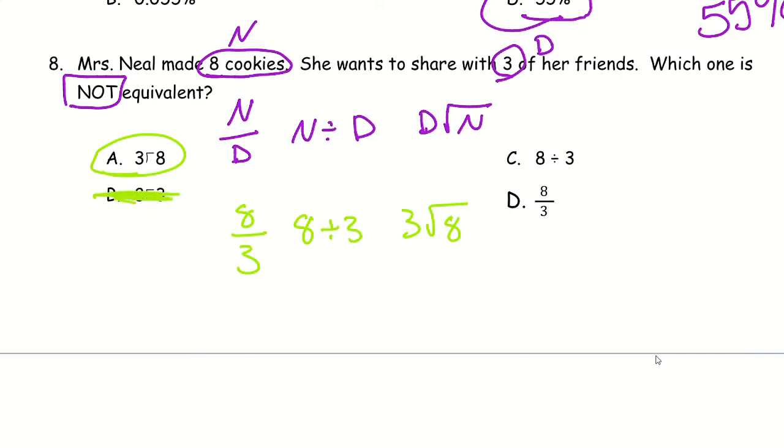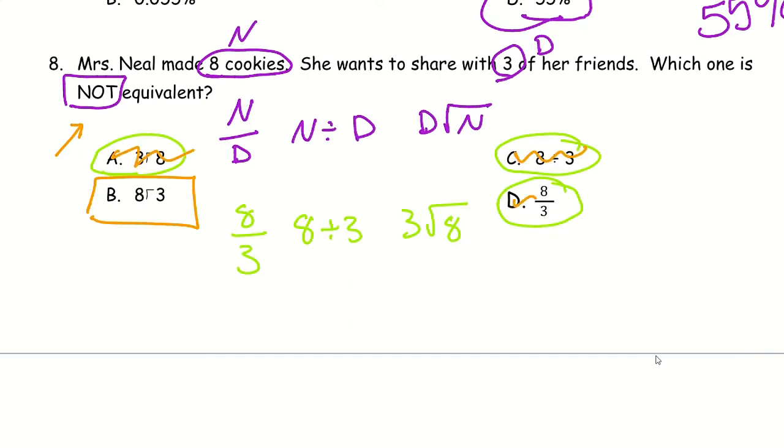Let's mark that one out. Then we have 8 leading 3. That looks like one of the ones we've written. And then we have 8 on top of 3. That looks like our answer. We're looking for the one that's not. So we gotta do the one we didn't. Miss Reynolds messed up here because she forgot about our not. You did them all 3 right. So your answer should be B. So let's mark out the wrong ones because we're looking for not.